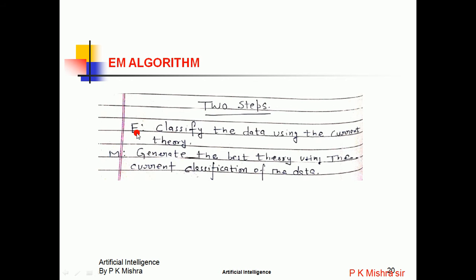The first is E, which means expectation. What is the expectation? Classify the data using the current theory. And the second step is M. M means maximization. Maximization means generate the best theory using the current classification of the data.